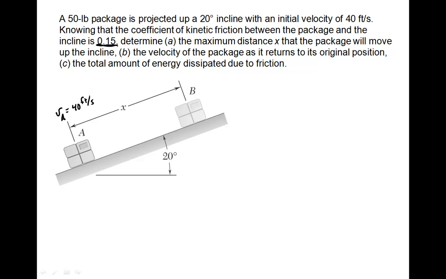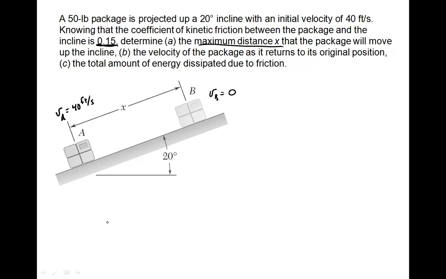So what we're going to start off with is the maximum distance x up the incline that the package will slide, because there's going to come a point in time where it stops. So the velocity at B is equal to 0. I need that. It's not stated, but it's understood based on the sentence structure that the package is going to stop at the maximum distance x.